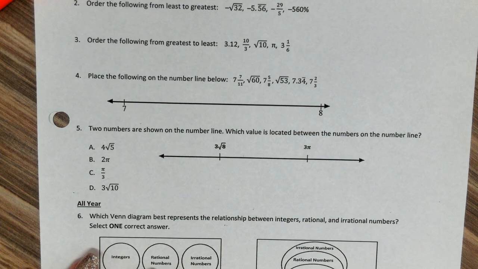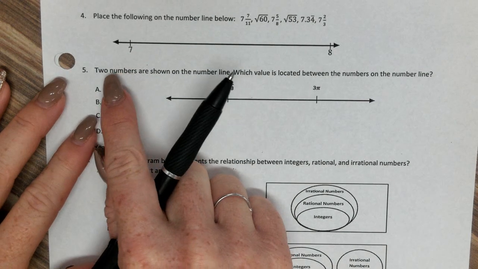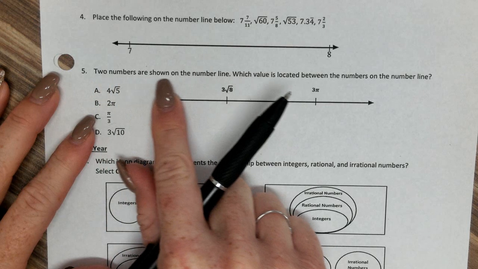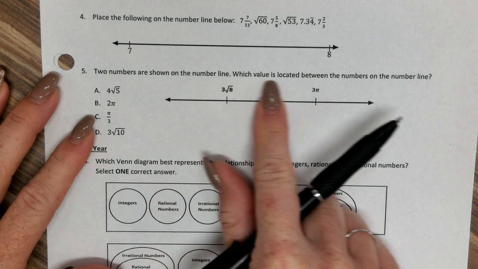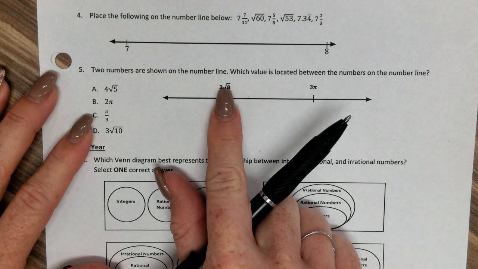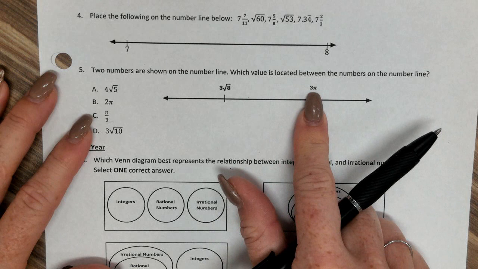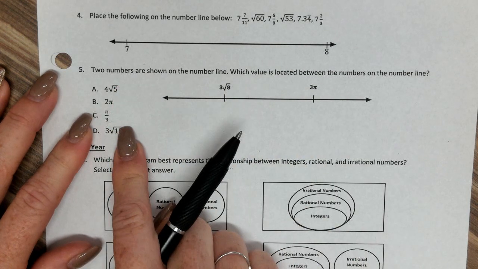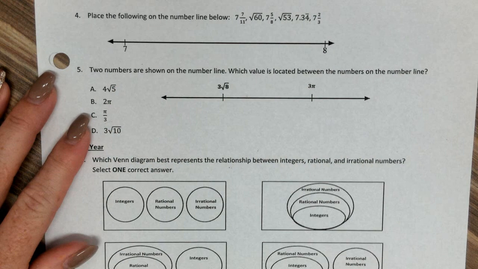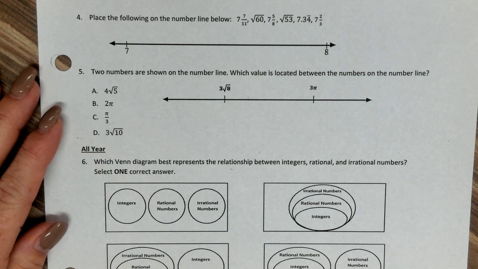Everything else is exactly what we did except number 5. So everybody look at number 5. Number 5 says, I don't see everybody's eyes. 2 numbers are shown on the number line. Which value is located between the numbers? Guys, go turn this to a what? Decimal. Go turn this to a what? Go turn these to what? And then see which one fits in the middle of them. It's that simple. Okay? Get busy.